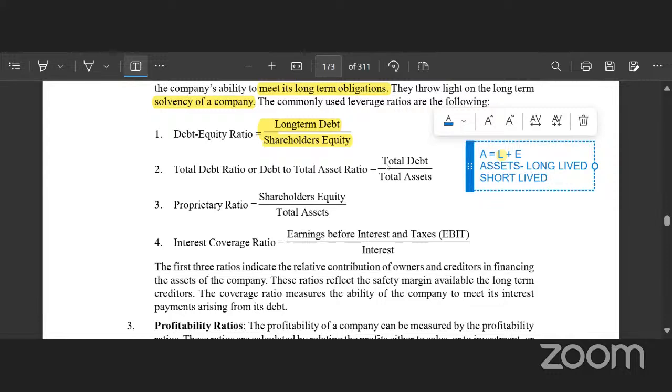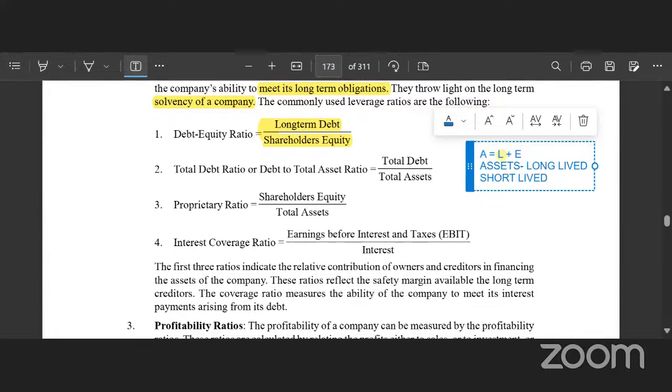Total debt ratio, we take the total debt here. When I say total debt, it is long-term as well as short-term, divided by total assets. Total assets is current assets plus non-current assets. Proprietary ratio is the shareholders' equity divided by total assets. Proprietors means the owners, right? The owners of the company are the shareholders. So that's the reason why we take the numerator as the shareholders' equity.